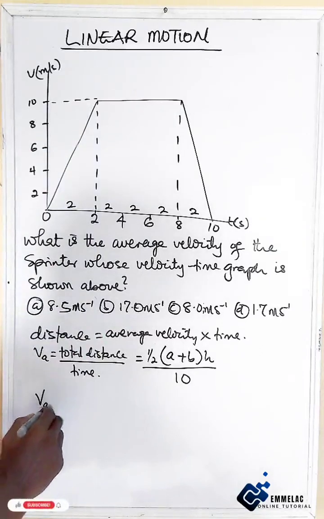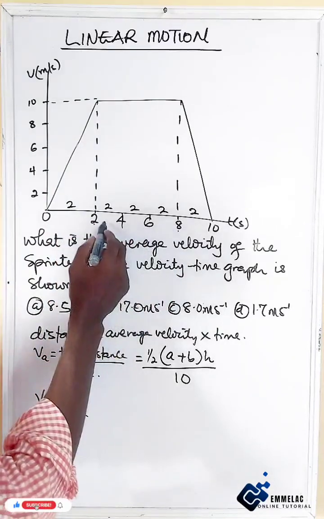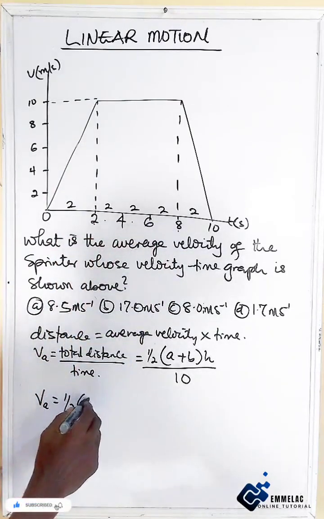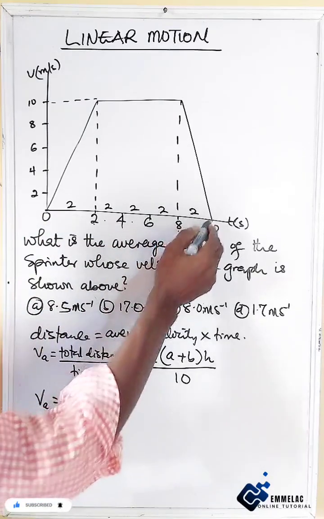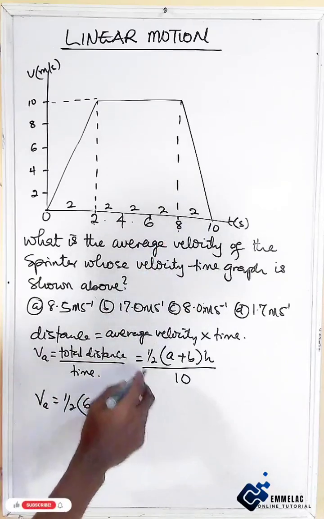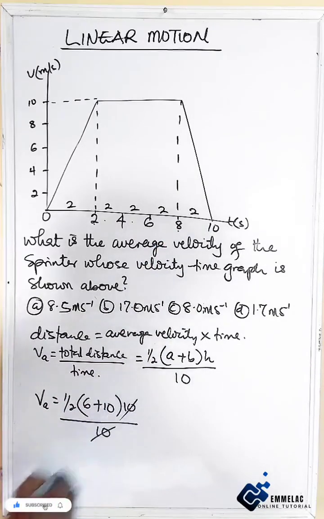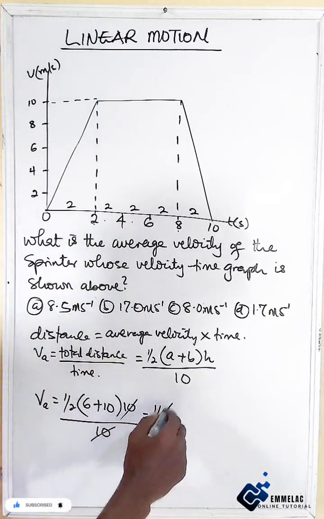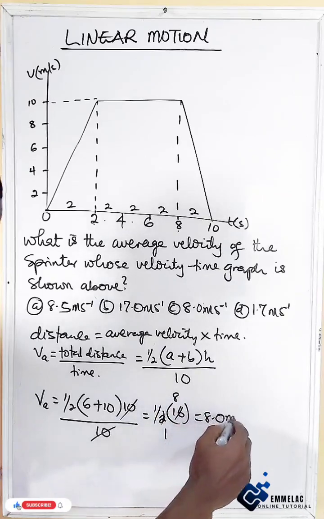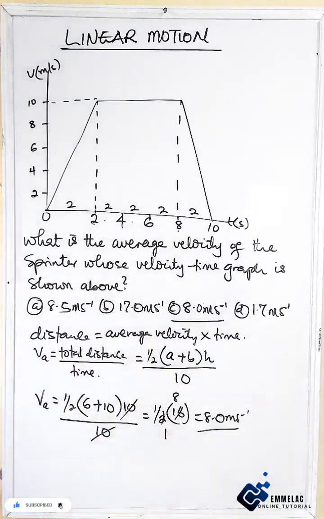So here the average speed will be 1 over 2, then our A here, from here to here, that will be 2, 4, 6, that will be 6, plus our B, which is from here to here, which is 10, then times 10 all over 10. So this time we cancel this, and we are left with 1 all over 2, times 16. 2 here 1, 2 here 8. So here we have 8.0 meter per second. So C is the right answer. Alright, thank you.